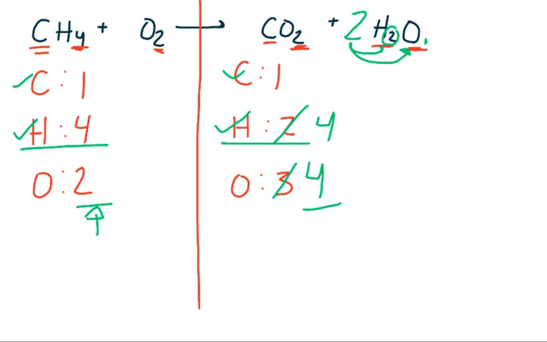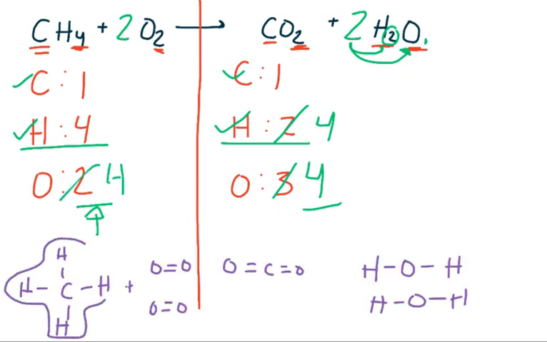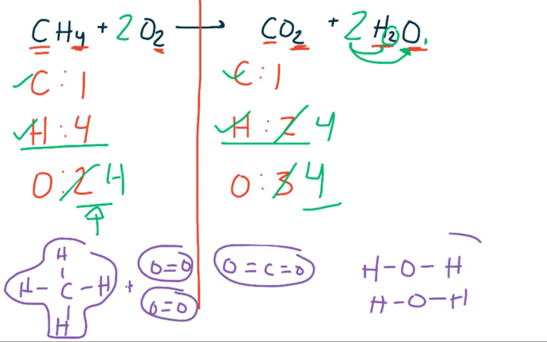If this is 2, then I need 2 molecules of oxygen in order to make 4 oxygen atoms going into the reaction. So what this means is that I have 1 methane molecule reacting with 2 oxygen molecules to make 1 carbon dioxide, and 2 water molecules.